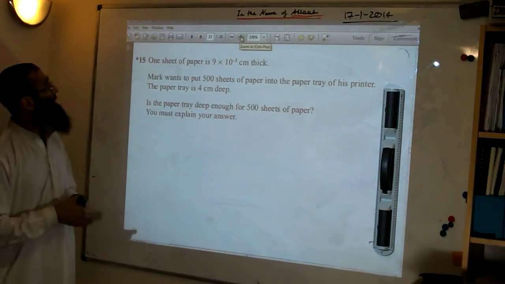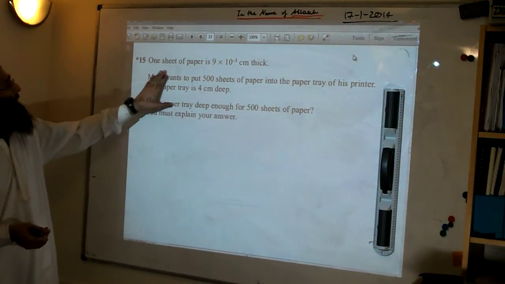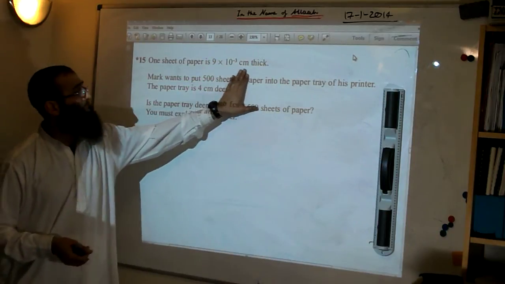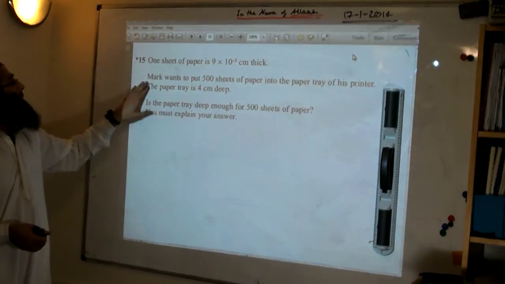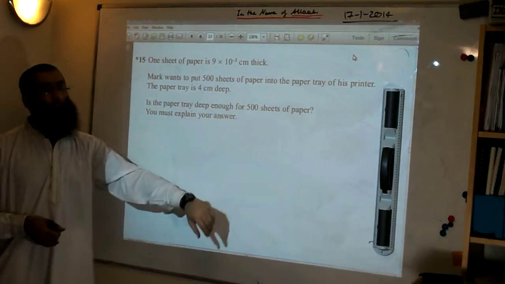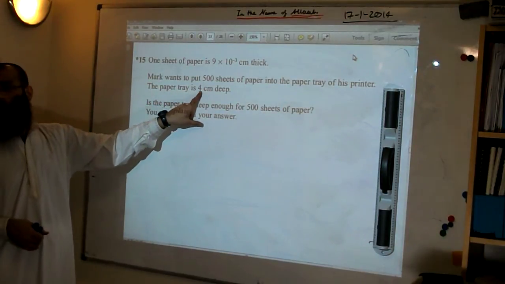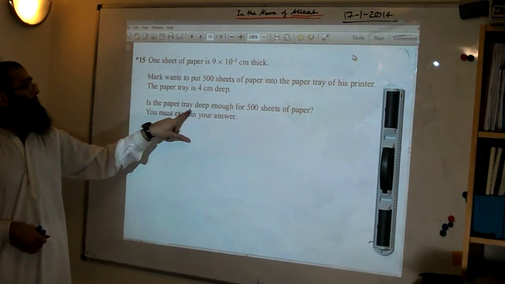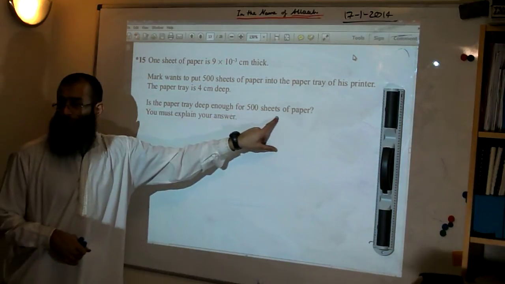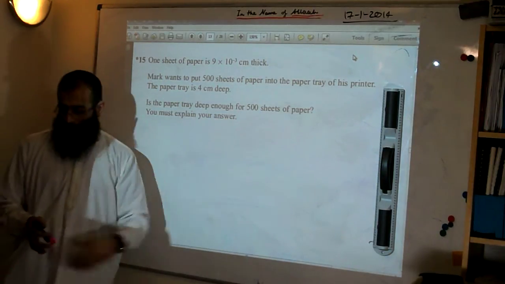That's excellent. Question number 15. One sheet of paper is 9 times 10 to the -3 centimeters thick. Mark wants to put 500 sheets of paper into this tray. The paper tray is only 4 centimeters deep. Is the paper tray deep enough for the 500 sheets? You must explain your answer.